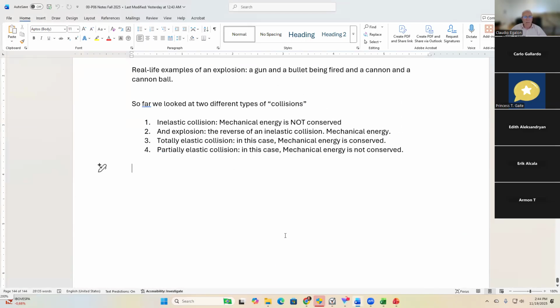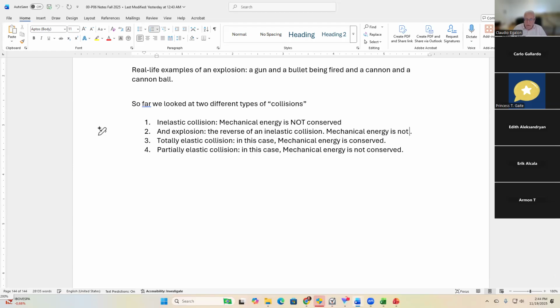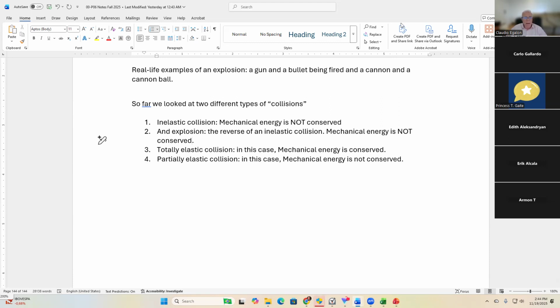We look at two different types of collisions: inelastic collision and explosion, what I call explosion. Not every book uses the same words that I use to describe it. In an inelastic collision, mechanical energy is not conserved. Totally elastic collision, in this case, mechanical energy is conserved.